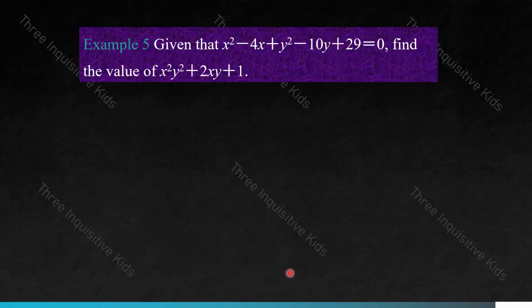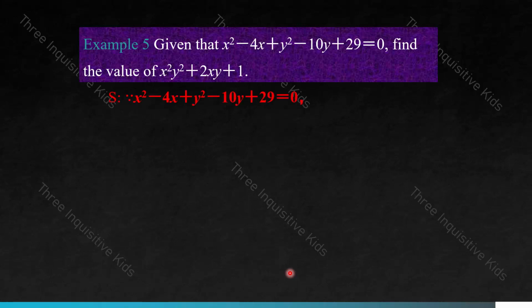Example 5. Given that x squared minus 4x plus y squared minus 10y plus 29 is equal to 0, find the value of x squared times y squared plus 2xy plus 1. Now this is a trickier question and it does require more complex thinking, but here's a hint. First, simplify it into the form of the perfect square formula.